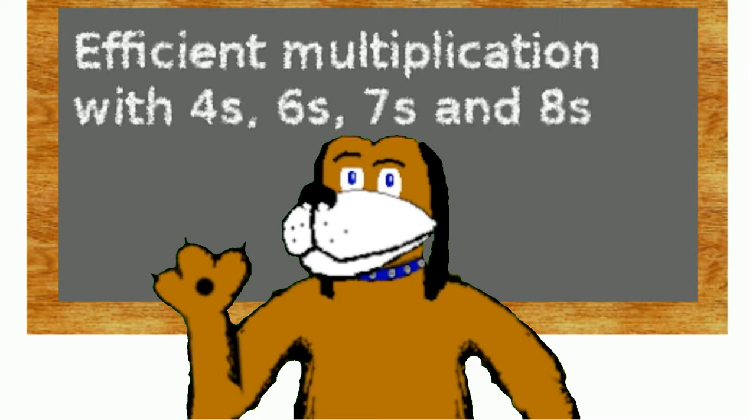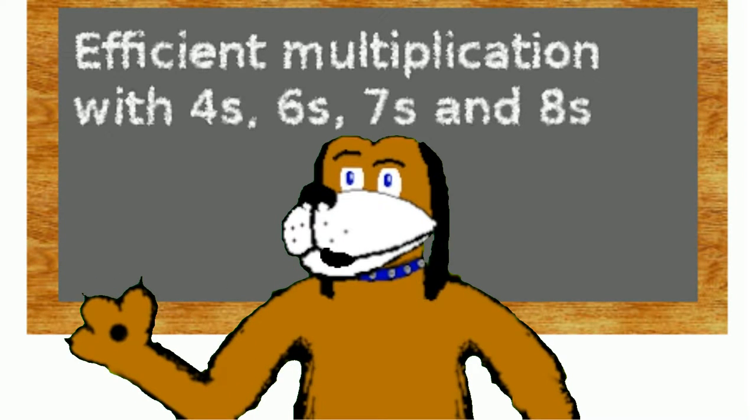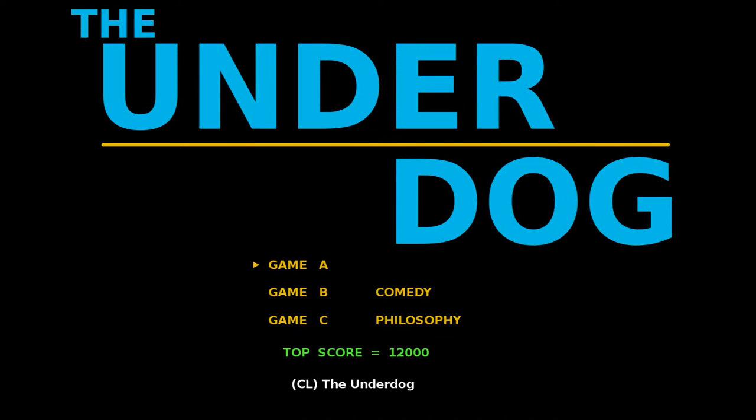It's the Underdog here, and today I want to talk to you about efficient multiplication with 4s, 6s, 7s and 8s.